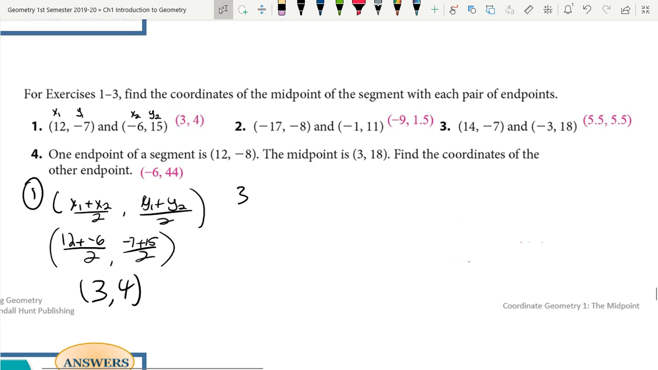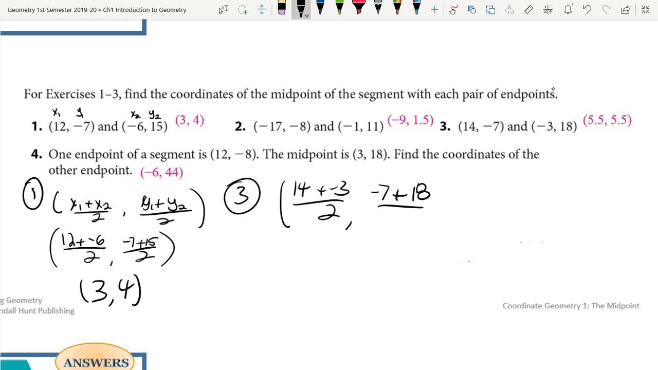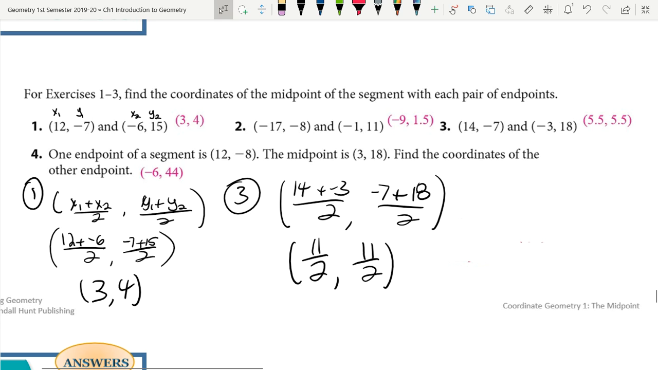For number 3, we can go ahead and jump to the equation this time. Let's sum the x coordinates together and divide by 2, and then sum the y coordinates together and divide by 2. So that's going to be 11 over 2, and that's 11 over 2, which is where you get (5.5, 5.5) as your answer.